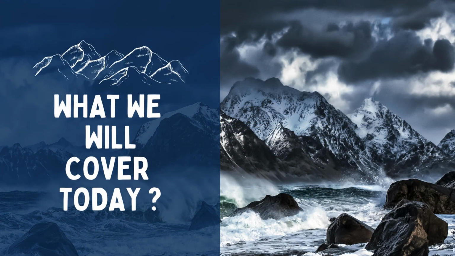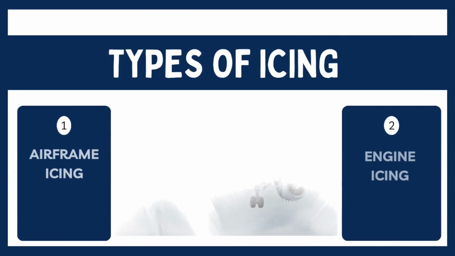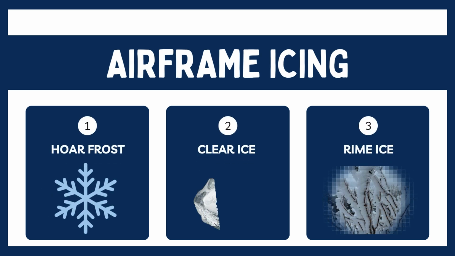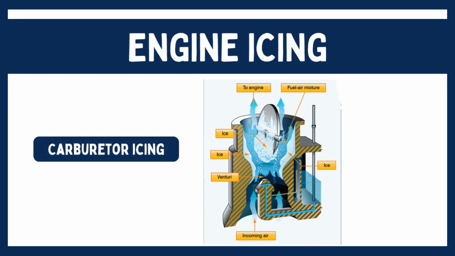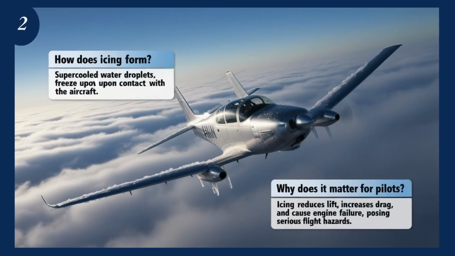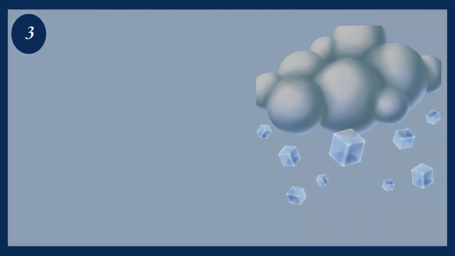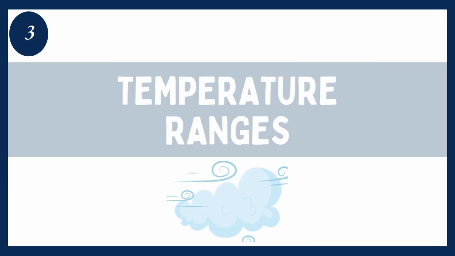Here's what we'll cover today. We're going to understand the types of icing. There are mainly two types of icing, airframe icing and engine icing. In airframe icing, we're going to understand what hoarfrost is, clear ice and rime ice. In engine icing, we're going to understand what carburetor icing is. Secondly, we're going to go through how icing forms and why it matters for pilots.